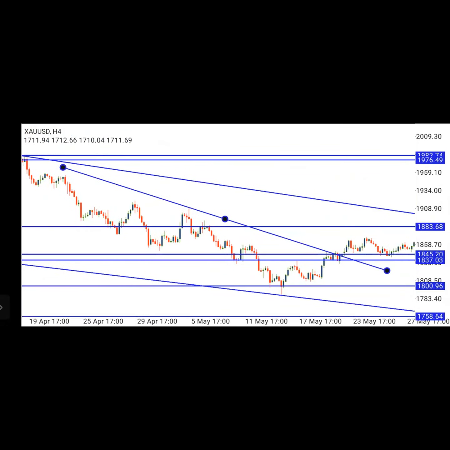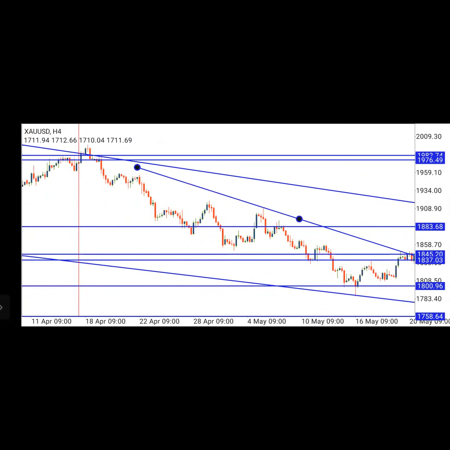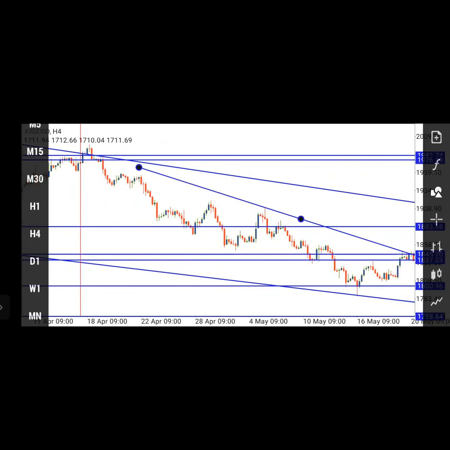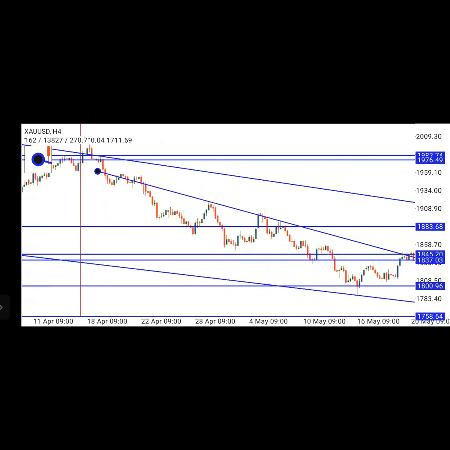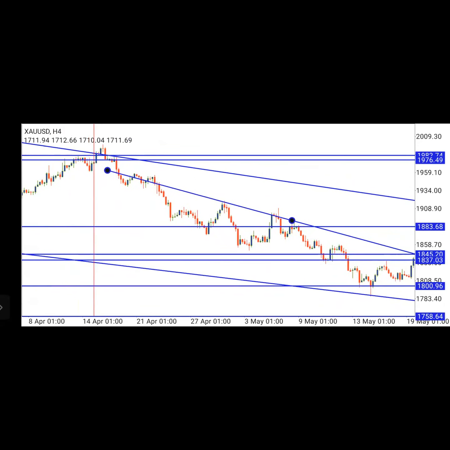Even though you did not draw your trend line very well. A trend line should have more than one point. Hold on, I'm not done. Yeah, hold on, please.